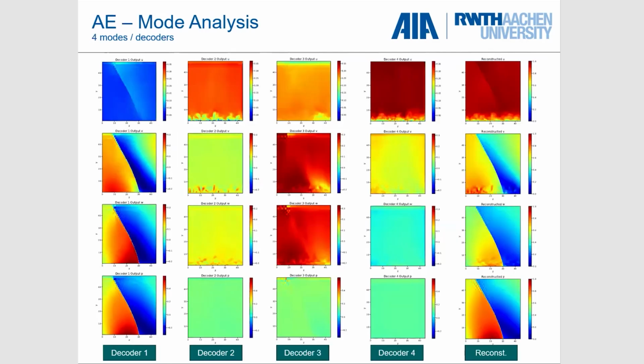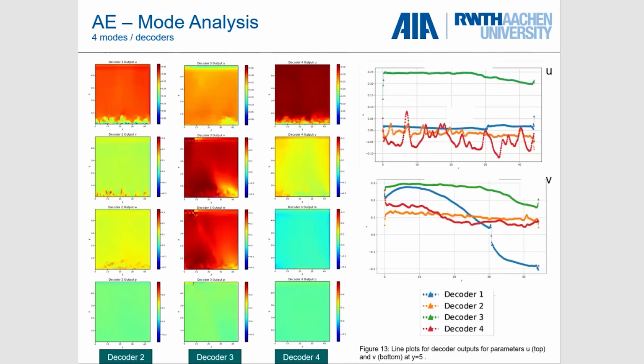But what happens if we increase the number of modes to 4? Here we can see that decoder 1 output is almost the same as in the two mode configuration. Decoder 2 and decoder 4 here are capturing small scale events, whereas decoder 3 is capturing somewhat of a large scale event, and that can be confirmed here again by the line plots. Here I excluded decoder 1 output because we already know that from the two mode configuration.